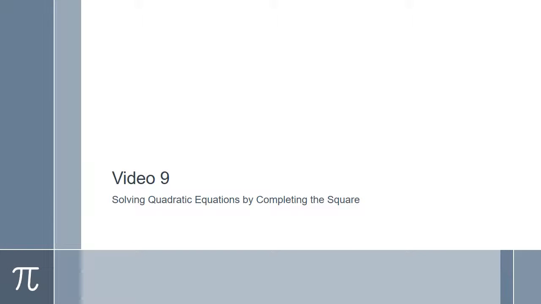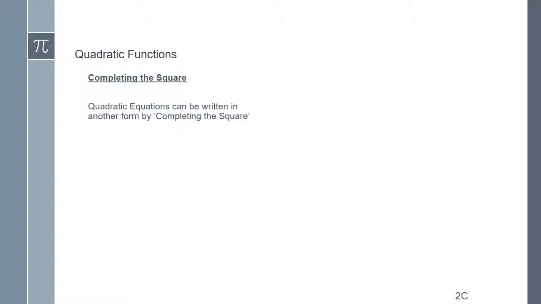Solving quadratic equations by completing the square. Quadratic equations can be written in another form by completing the square. If we've got x squared plus bx, this is the same as x plus b over 2 all squared minus b over 2 squared. Let's think over that for a second.